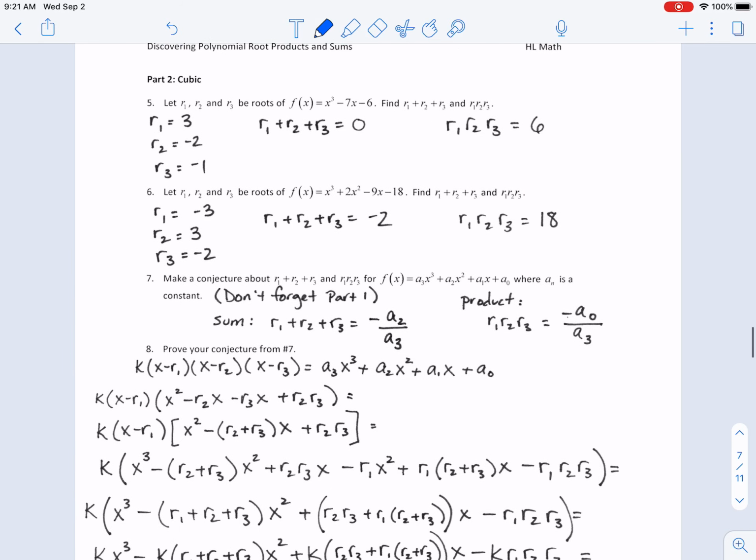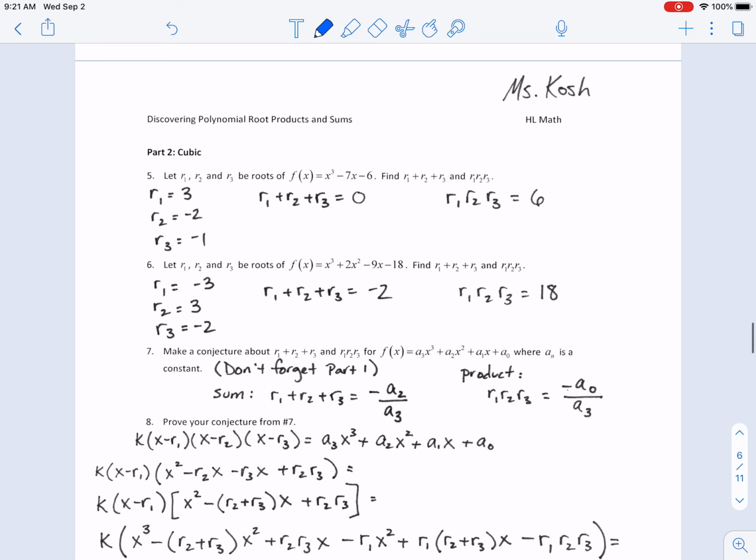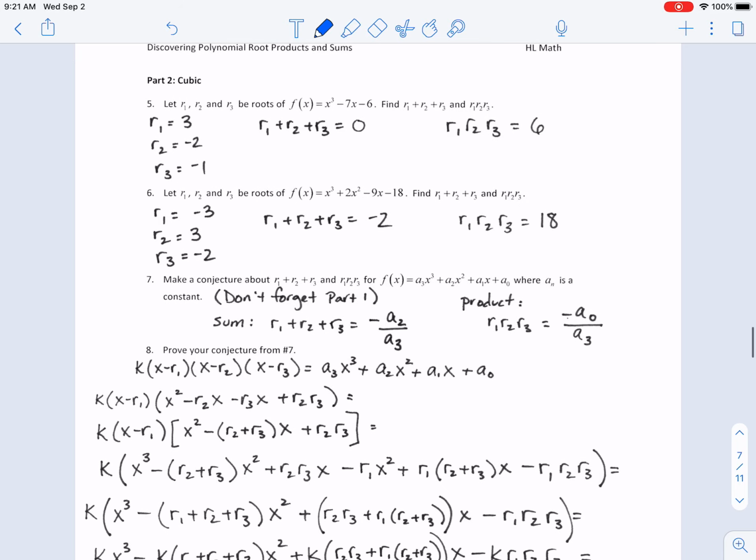Okay, so I found that the roots for the first one were 3, -2, -1, and therefore the sum was 0 and the product was 6. And then I found that the roots for the second one were -3, 3, -2. The sum was -2. The product was 18. And so, what did I say?